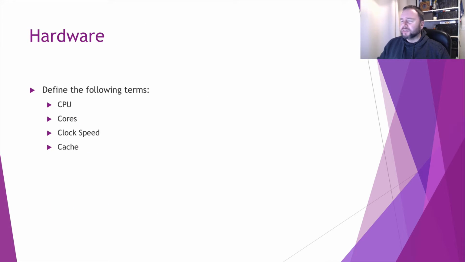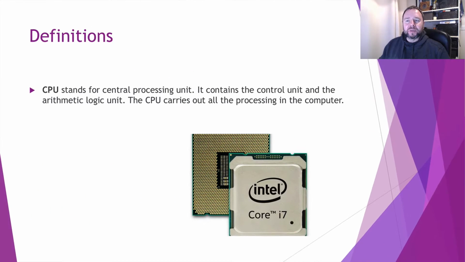Alright, in your assessment you'll be asked about hardware. You'll be asked to define some key terms. That happens in most examinations. Define just means write about, say what it is. What is a CPU? The first thing to do when you get an acronym is actually say what the acronym stands for. There's a mark. If you say the CPU is the central processing unit, there's a mark.